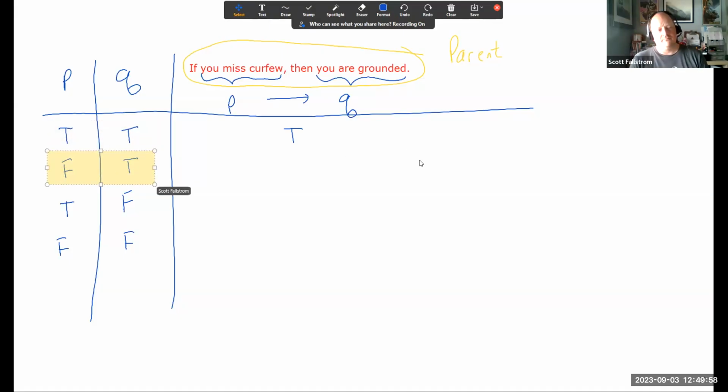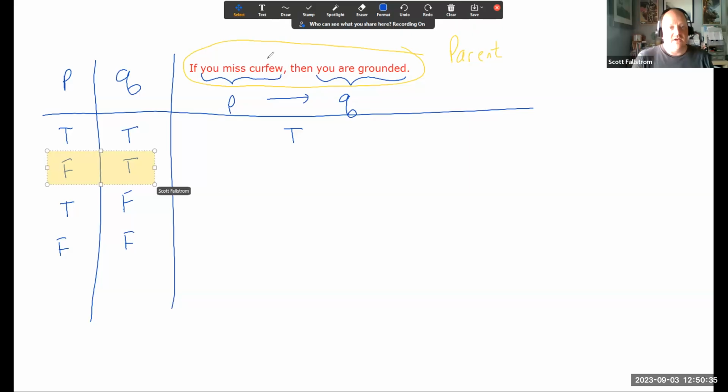If you miss curfew, then you are grounded. So the first part is, did you miss curfew? And statement P is false. You did not miss curfew, and yet you still got grounded. So if you remember those circles, your parent is saying, if you miss curfew, then you are grounded. They're not telling you the only way you get grounded is missing curfew. They're telling you if you miss curfew, then I guarantee you're going to get grounded. That's what they're saying.